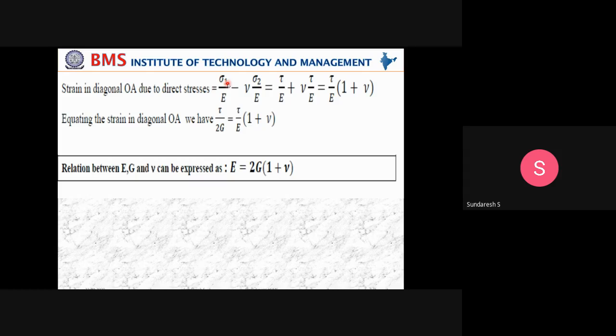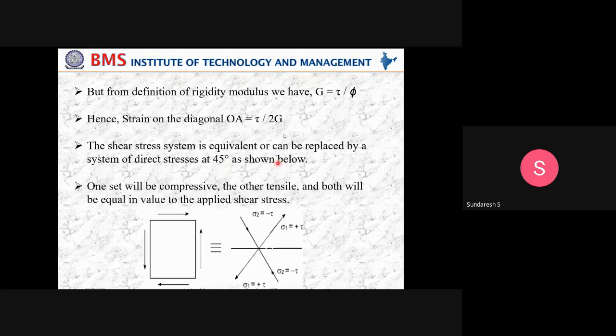Sigma 1 is a positive shear stress, whereas sigma 2 is a negative shear stress. So substituting sigma 1 and sigma 2 as tau with their corresponding sign, we can say tau by E plus nu into tau by E. So how have we got positive here when it is already minus? Sigma 2 is minus of tau. You can see in the previous slide, I have taken sigma 2 as minus tau because it is compressive in nature.